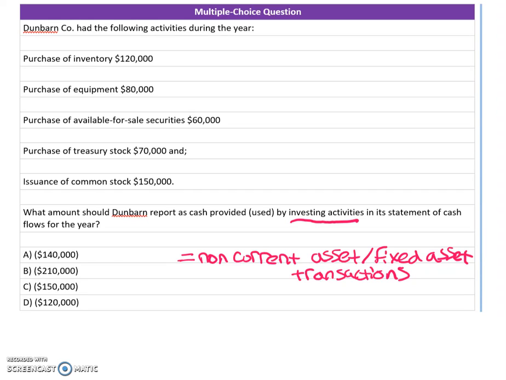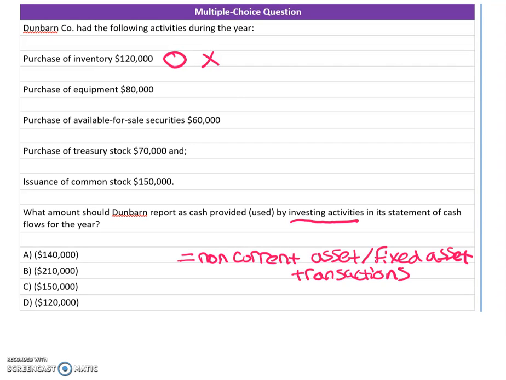So let's just go down the line and pick and choose what we would categorize each of these. So the purchase of inventory is generally always going to be reflected in our operating section. And that's going to be because selling inventory or purchasing inventory is going to be an ordinary course of business type activity. So that is not going to check off. It's not going to be in our investing section.